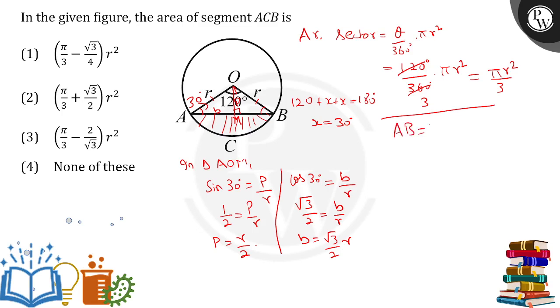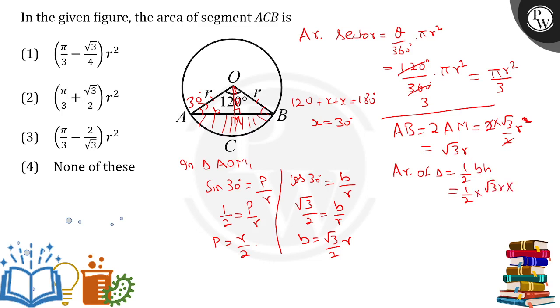AB will be twice of AM. So from here 2 into root 3 by 2 R. So I have the value over here of AB, that is root 3 R. Now I have the complete base, I have the perpendicular length. So area of triangle will be half into base into height. Putting up the value: half into base, AB is the base, so root 3 R, height being the perpendicular we have calculated, P, that is R by 2. So into R by 2. The value of the triangle comes out to be root 3 by 4 R square.